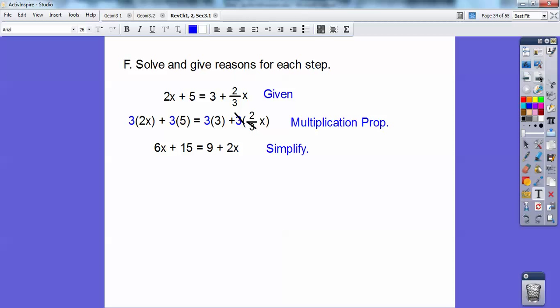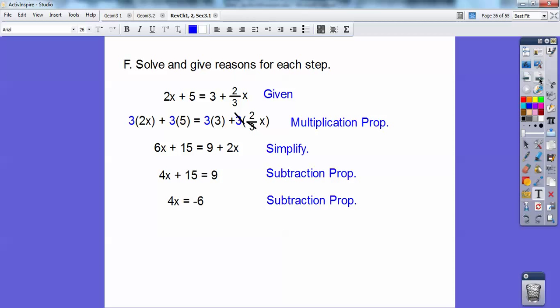So this is just simplifying here. 3 times 2x is 6x, 3 times 5 is 15. That's 9. The 3's cancel, so we're left with 2x. Okay, now I'm going to subtract 2x from both sides. So 6x minus 2x gives me 4x. All I did is subtract 2x from both sides, so I used the subtraction property. Okay, again, now I'm going to subtract 15 from both sides. 9 minus 15 is negative 6.